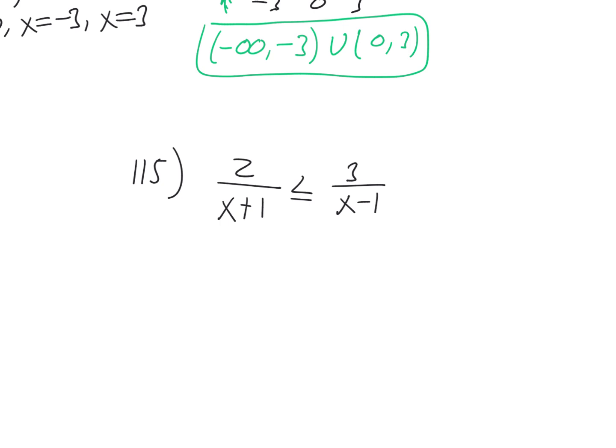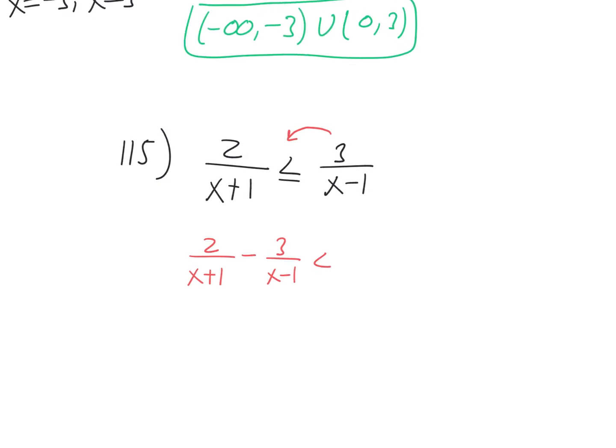All right, so it looks like we can move this side to the other side. And so this is going to get us 2 over x plus 1 minus 3 over x minus 1 is less than or equal to 0.